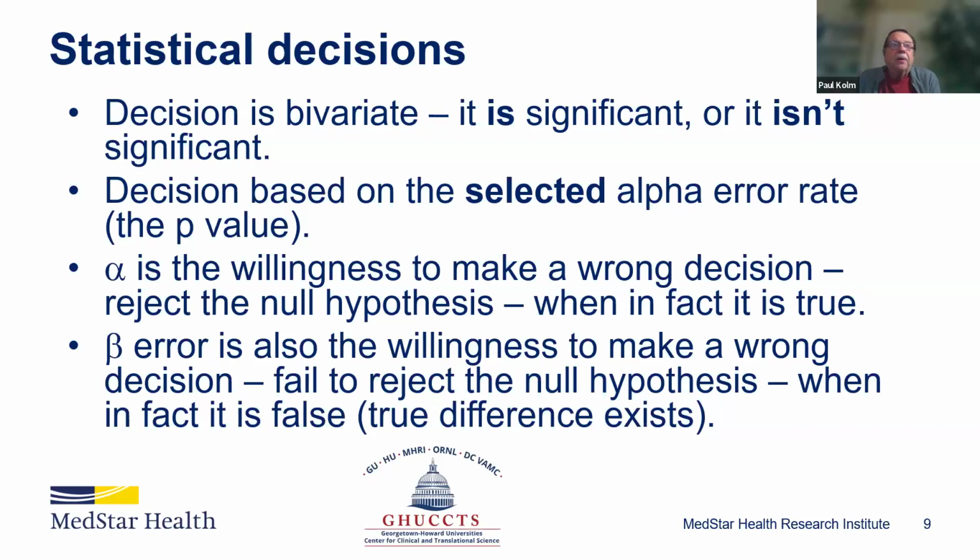And so the two types of errors that we encounter are the alpha error, which is a wrong decision in that we reject the null hypothesis. That is, we say there's a true difference in the population when in fact the null hypothesis is true, that there's no difference in the population. And then analogous to that, the beta error is also the probability of making a wrong decision, but that's the decision where we fail to reject the null hypothesis. That is, we say there's no difference in the population when in fact the null hypothesis is false. That is, there's a true difference in the population.